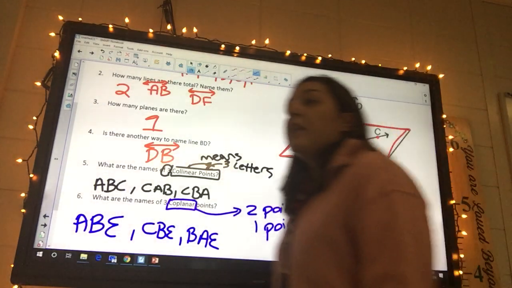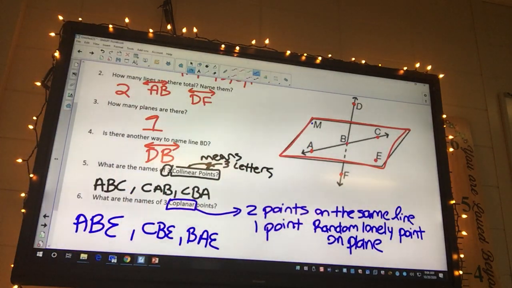Okay, the next slide is about segments and rays.